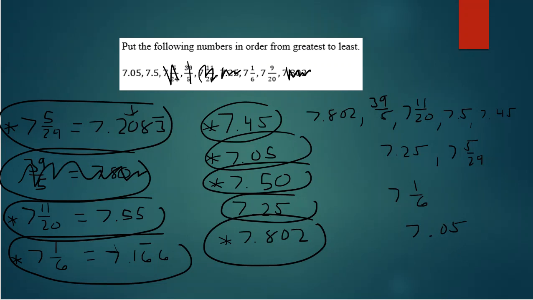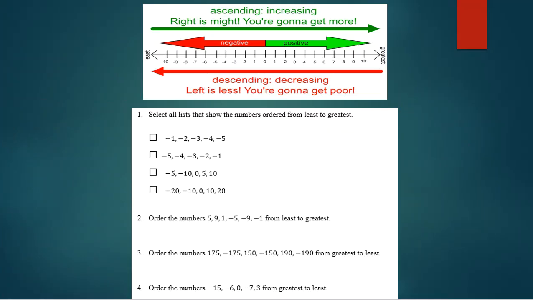Okay, now we have done this with positive numbers. Now we are going to do the same thing but with negative numbers. So just remember that as you get further to the right on the number line, you're going to get more. The right is ascending, it's increasing. Right is might, you're going to get more. To the left is descending or decreasing, you're going to get less. Left is less, you're going to get poor.